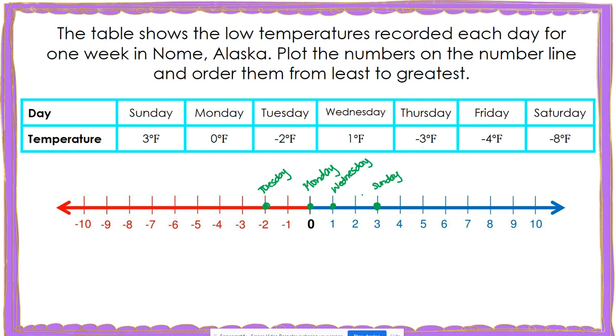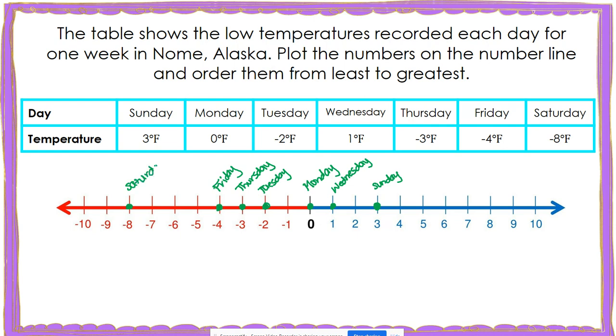Thursday has a temperature of -3. So from 0, I would move 3 units to the left to find Thursday's temperature. Friday has a temperature of -4, so from 0, I would move 4 units to the left to find Friday's temperature. And finally, Saturday has a temperature of -8, which means that from 0, I would move 8 units to the left to find Saturday's temperature.